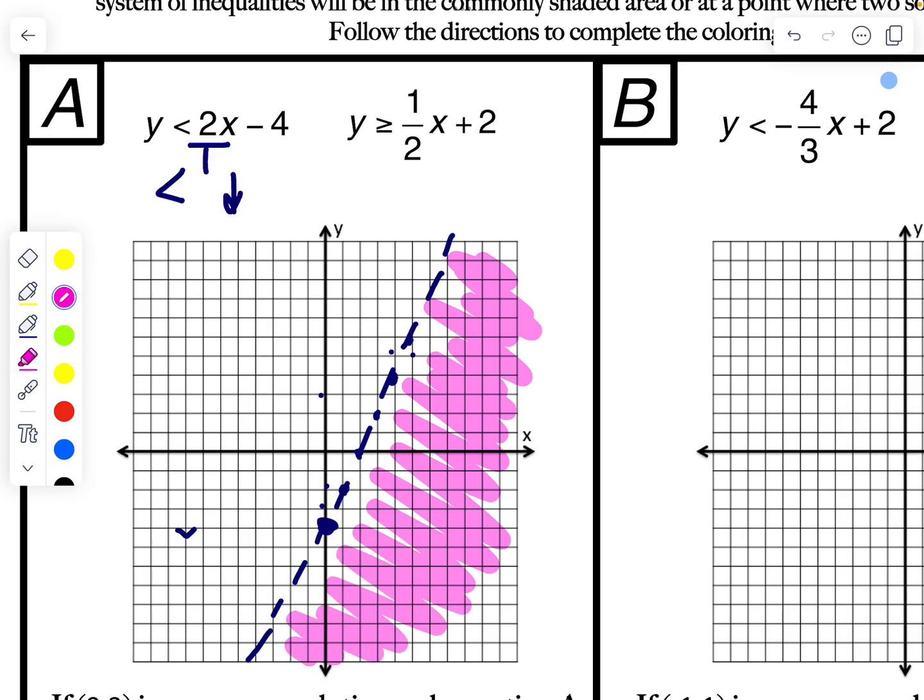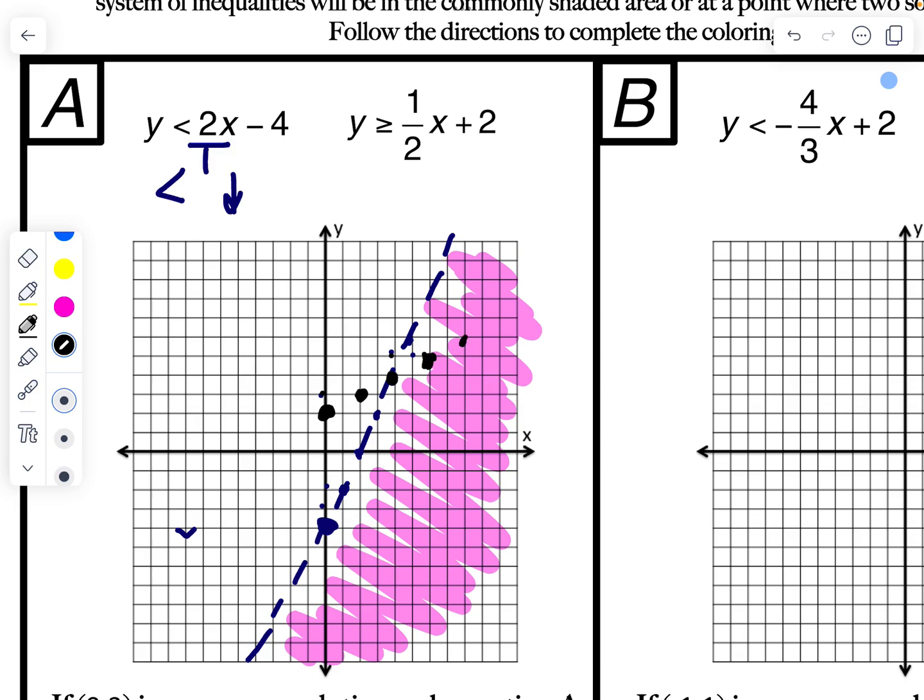My next equation is y is greater than or equal to 1/2 x plus 2. So I'm going to start at positive 2, and that's a slope of 1/2. So I'm going to rise 1, run 2, up 1 over 2, up 1 over 2.